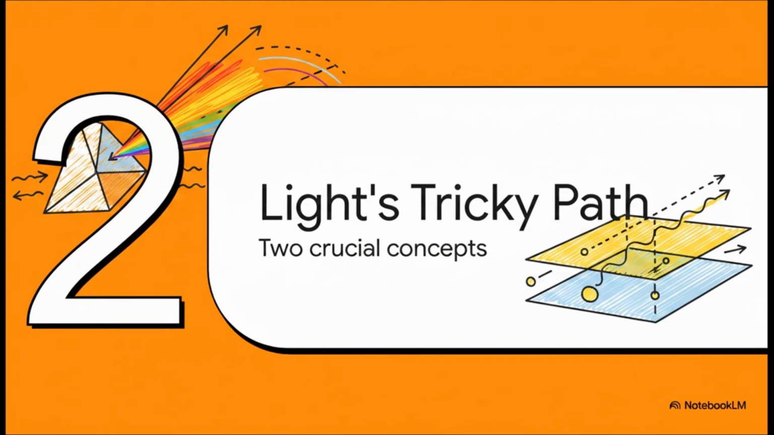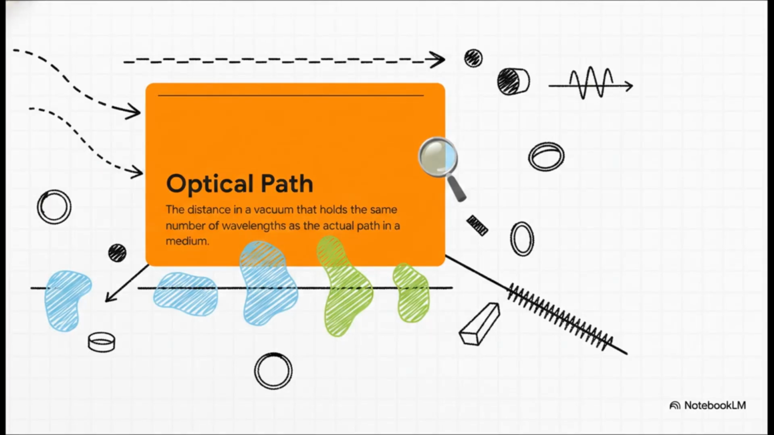Okay, to really get this, we need to understand a couple of crucial things about how light behaves when it's not just zipping through empty space. These are the two key ingredients to the whole shebang. First up is this idea called the optical path. Now don't let the name intimidate you. Think of it like this.